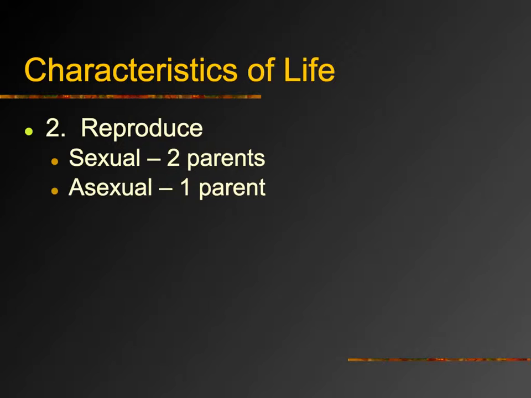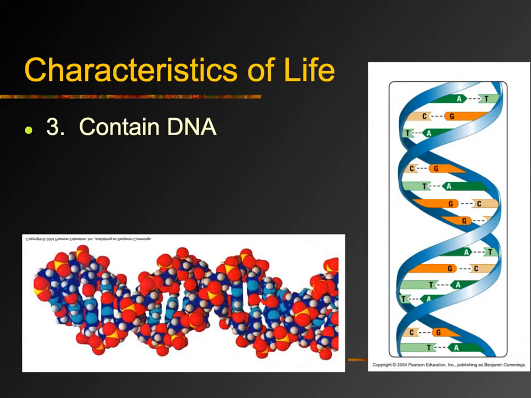There's 2 forms of reproduction. Sexual reproduction involves 2 parents, and it's a mixture of their genetics that are coming together. And then there's asexual, where there's only 1 parent. Asexual produces an exact clone of the parent in the offspring. The third characteristic, all living things must contain DNA, deoxyribonucleic acid. DNA is located in the nucleus of your cells, and it's basically a blueprint of all of the genetic characteristics that you possess in your genetic pool.